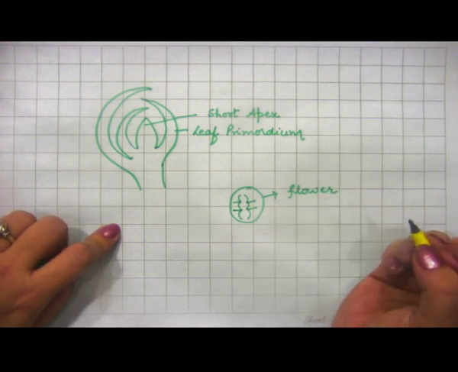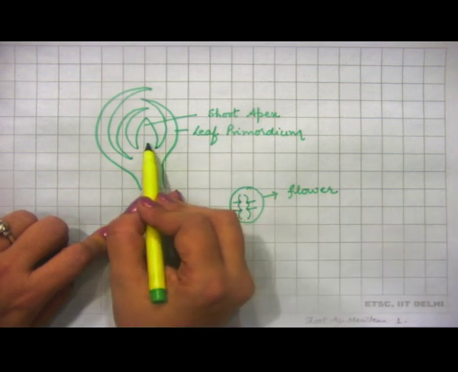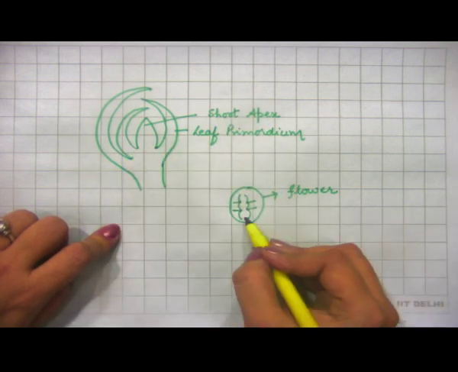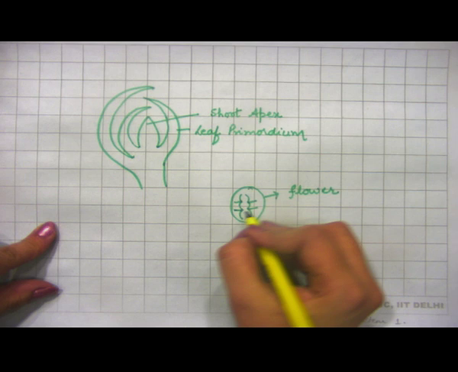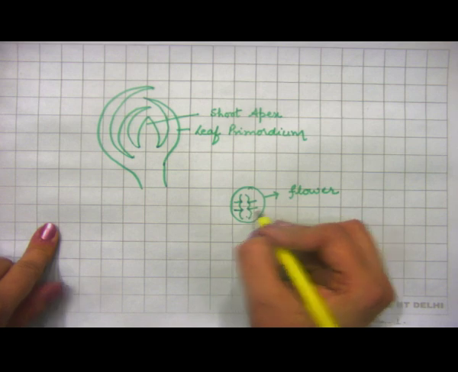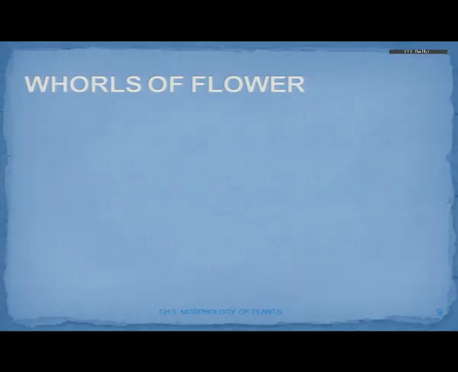I hope you can understand this: a flower arises at the floral shoot where the shoot apical meristem has been modified, the internodes have condensed, and at nodes instead of leaves floral appendages arise. This is how a flower is formed. Now, structure of a typical flower.